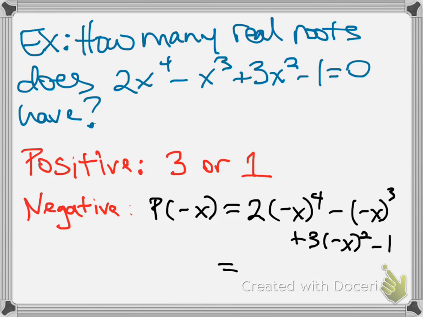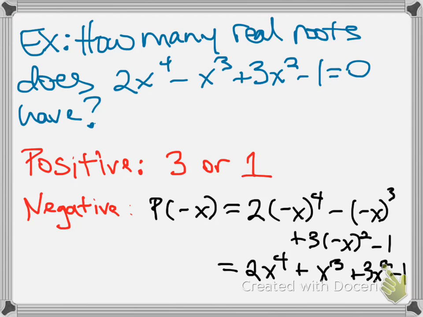Well, negative x to the 4th is just going to take us back to a positive x to the 4th, since we would be multiplying a negative number 4 times. So that's going to reduce down to 2x to the 4th. Negative x cubed would end up being negative, and since we're subtracting that, that term's going to end up being plus x cubed. Negative x squared will of course become positive, so that next term is just 3x squared, and then we have -1. So you can see that our polynomial, when we evaluate it for negative x, is a bit different from what it was for a positive x.